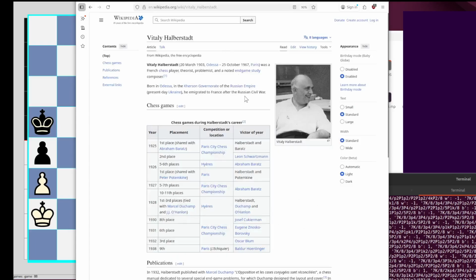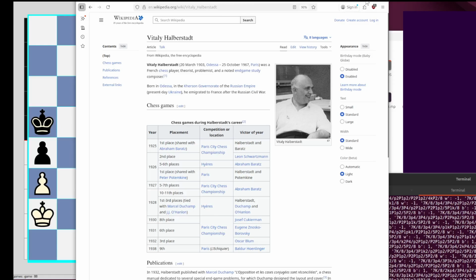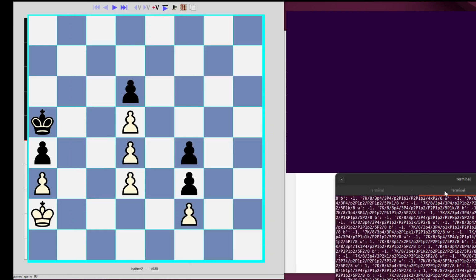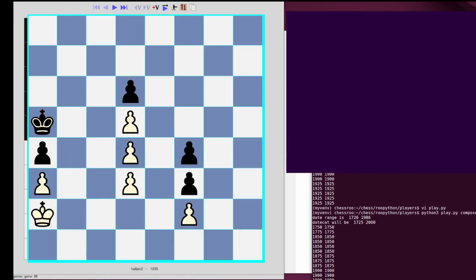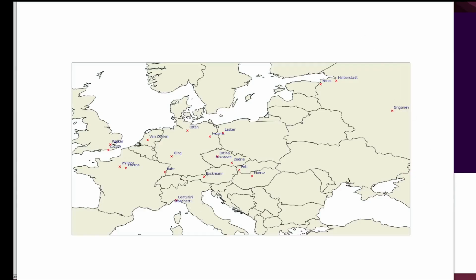And here is the information about Halberstadt on Wikipedia, games, and his publications. This one with Duchamp is the most famous one. Okay, so that's a bit of the background. And then we'll do it sort of the other way around today. I came up with this idea of trying to locate the players, how they're related in space and time. And I've now slightly changed this one to come out with a chart.